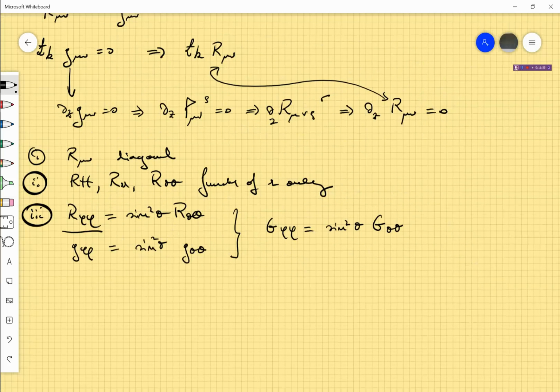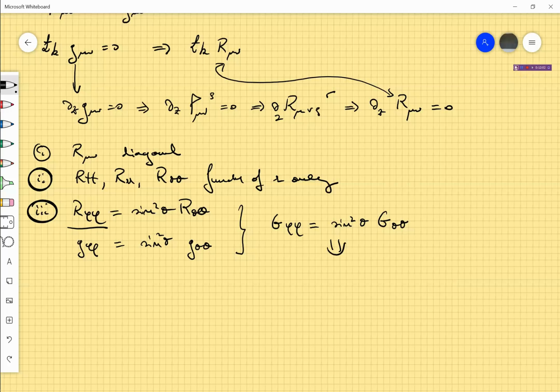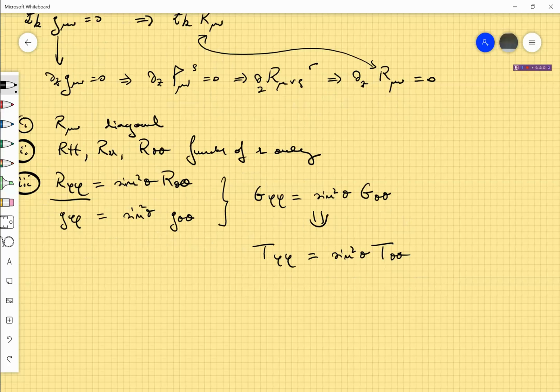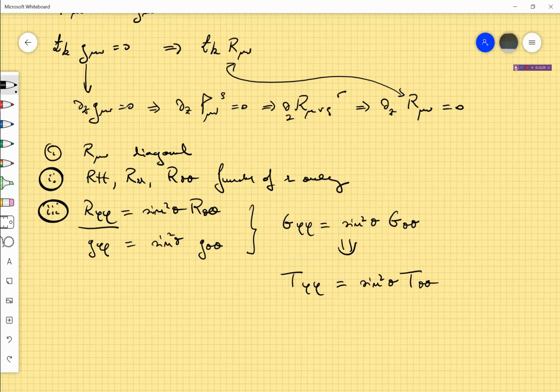then g phi phi is equal to sine squared theta g theta theta. Then by consistency I can only find solutions if T phi phi is also equal to sine squared theta T theta theta, but it doesn't make sense to have a spherically symmetric gravitational field if the matter distribution is not spherically symmetric, and the matter distribution is also given by some T mu nu. You expect similar conditions for T mu nu: that the only non-vanishing components are the diagonal ones, that they are functions of r, and that T phi phi and T theta theta are related by this equation.